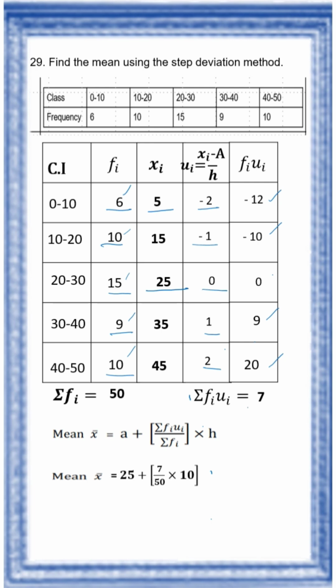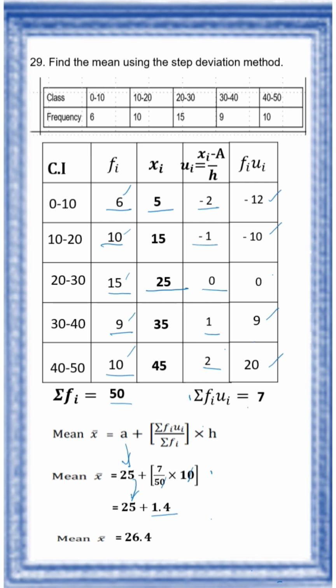So now let us substitute the respective values. That is equal to a is 25. Summation of fi ui is 7. Summation of fi is 50. h is 10. So mean is equal to 25 plus, here tens and fives, 7 by 5, that is equal to 1.4. So 25 plus 1.4 is equal to 26.4. It is the mean of the data.